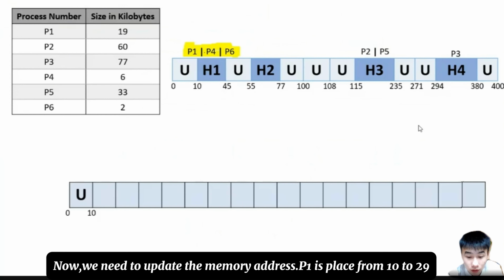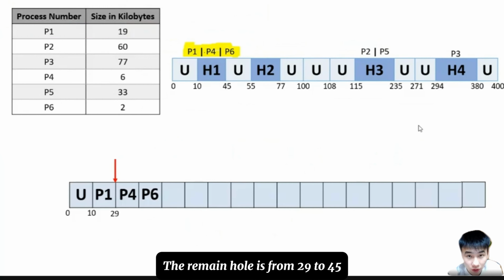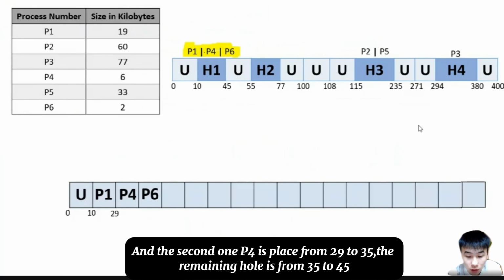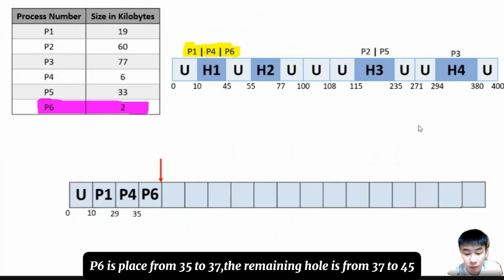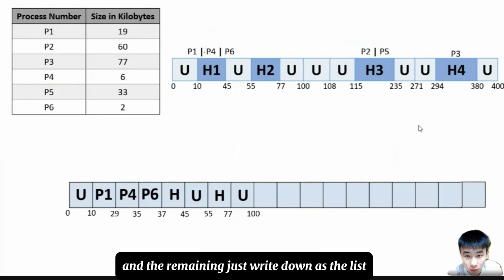Now we need to update the memory address. P1 is placed from 10 to 29. The remaining hole is from 29 to 45. And the second one, P4, is placed from 29 to 35. The remaining hole is from 35 to 45. P6 is placed from 35 to 37. The remaining hole is from 37 to 45. And the remaining we just write down as the list.